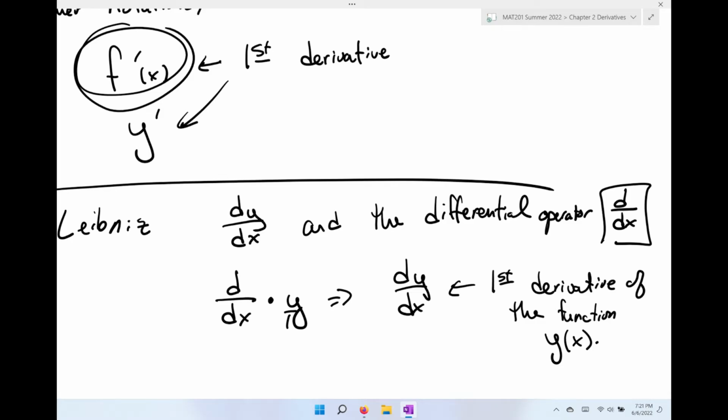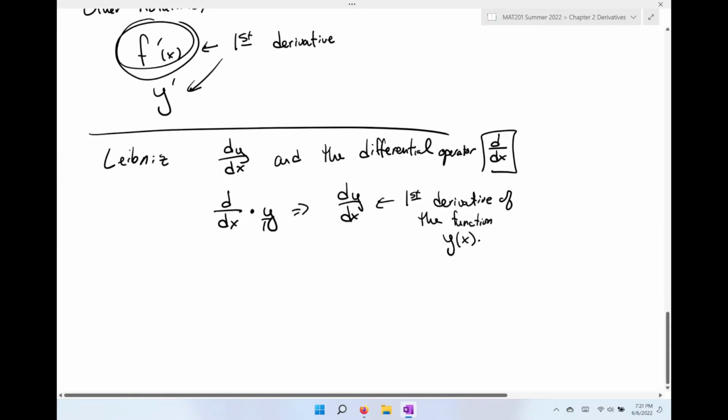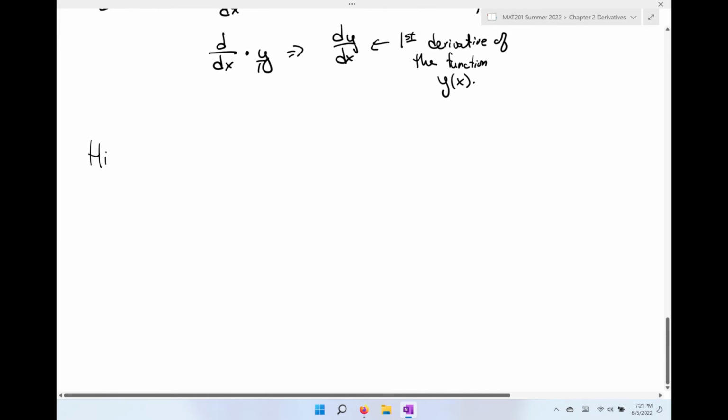Now, there are tons of different derivatives that you can take, and this is where we get into the higher order derivatives. If you have a function that is smooth and continuous, you can continuously take a derivative. So, higher order derivatives. For example, f prime of x is our first derivative.